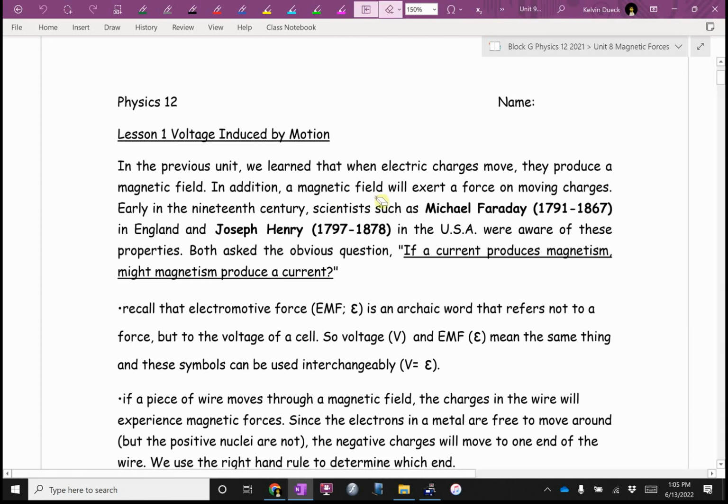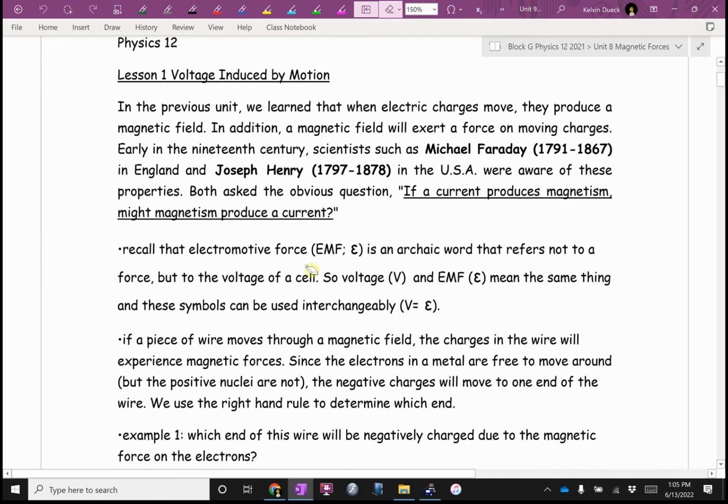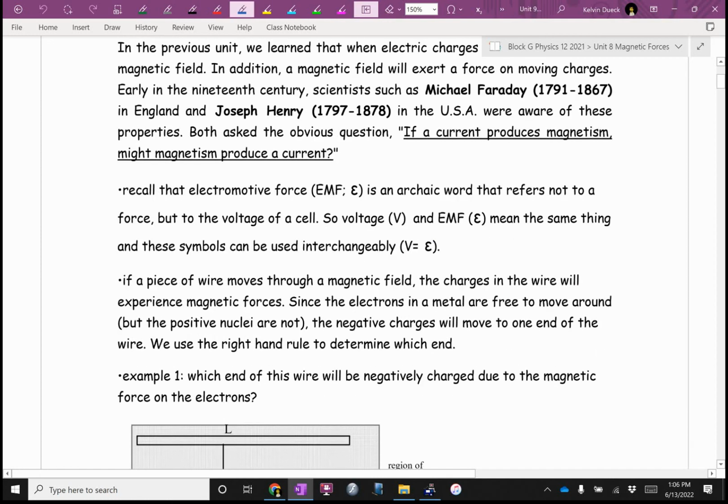In addition, a magnetic field will exert a force on moving charges. Early in the 19th century, scientists such as Michael Faraday of England and Joseph Henry in the U.S. knew this and asked the obvious question: if a current can produce magnetism, can magnetism produce current? Can we use magnets to generate electricity? A little recall: electromotive force, EMF, or that little curly E symbol, is an archaic word that refers not to a force, but to the voltage of a cell. So I'm going to be using capital V and that curly E interchangeably.